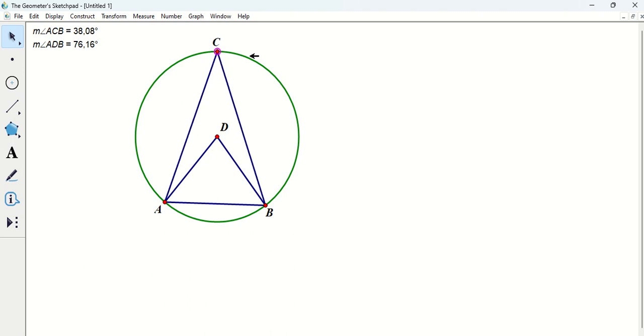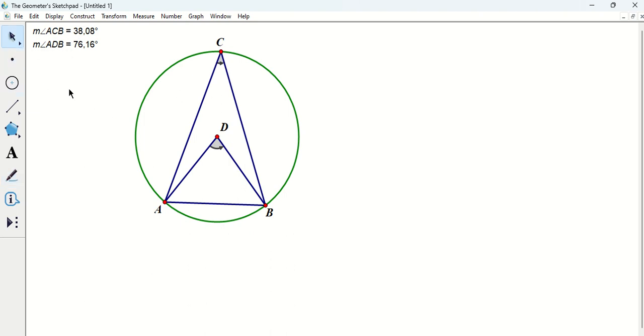So I want to find the relationship between these two angles. Whenever I move, the angle C stays the same and the angle D stays the same. I have an angle which is 38.8 and an angle which is 76.16. But if I look at it, the angle D looks like it is twice the angle C over here. But I'm not sure about that.